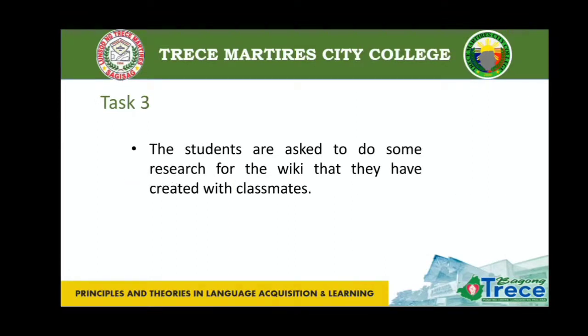So for the last and final ongoing task, the students are asked to do some research for the wiki that they have created with classmates, and they choose a topic that they wanted the world to know about. They chose traditional Thai dance forms. On an ongoing basis, they edit wiki documents on this topic by adding information and links to external websites and commenting on each other's contributions.